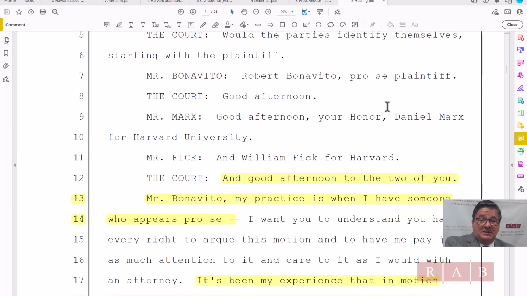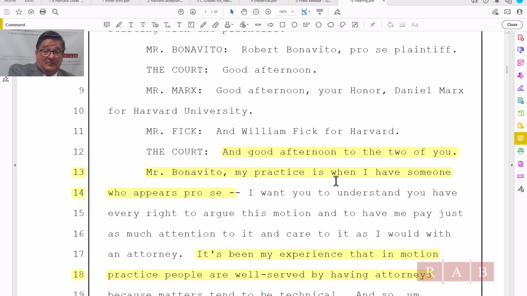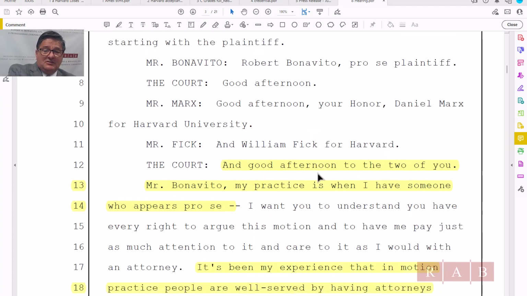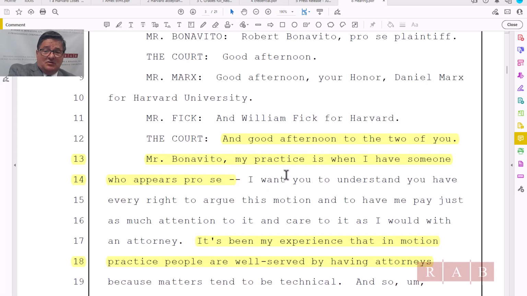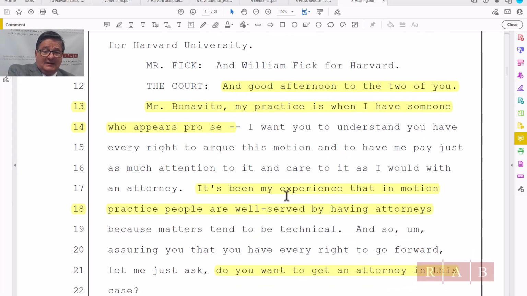The judge comes in, and again, we talk about the Boston courtroom, which is a lot of fun to go to. The court: "Good afternoon, the two of you, Mr. Bonavito." Now, the judge right away starts talking about when I'm pro se that I should have lawyers and stuff like that, and that it should be his experience that people are well served by attorneys. Now, I've already defeated Harvard twice. The judge knows this. Okay, we're winning the case.